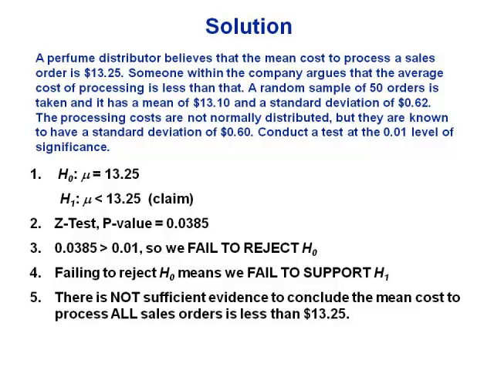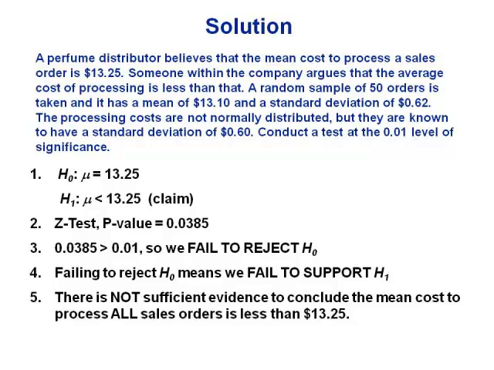Alright, so the claim was that it was less than 13.25, so mean less than 13.25 is the alternative. That makes the null equal to 13.25. Stat test, do your z-test. We're putting in a sigma of 0.60. Remember, when you have the one for the population, that's what you want. The 62 cents was in the sample. X bar is 13.10, and we have an n of 50, so get all of that in there.